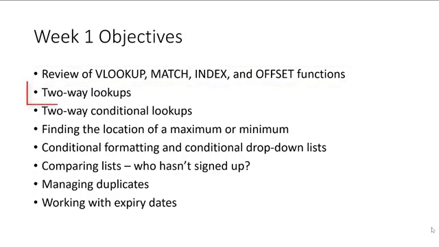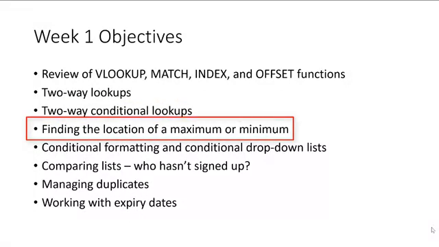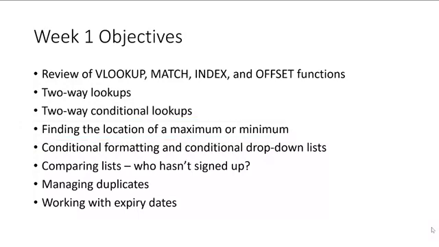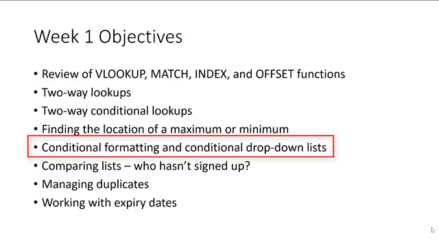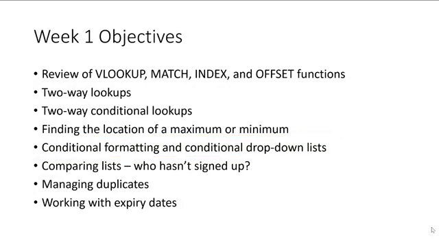Then we're going to go into two-way lookups and two-way conditional lookups. We're going to talk about finding the location of a maximum or minimum. And then we're going to talk about various ways that you can conditionally format. I did talk about this in part one of the course, but I'll show you some really sophisticated examples of conditional formatting, conditional drop-down lists. We're going to talk about comparing lists.